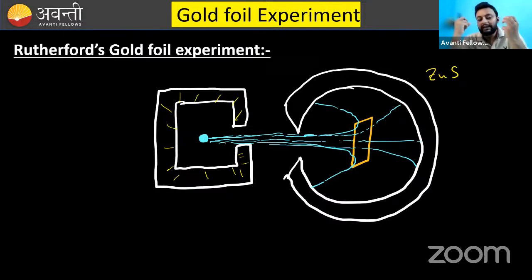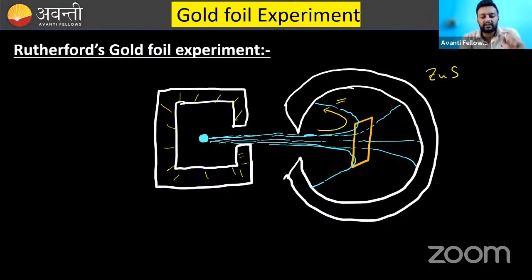But out of 8,000 alpha particles on average, one alpha particle is returning back this way. This is the alpha particle which is returning. So this indicates that the atom has a very heavy object inside it. What's the conclusion after this?